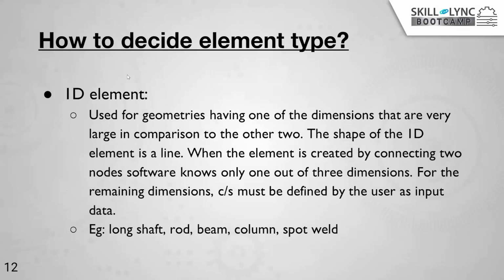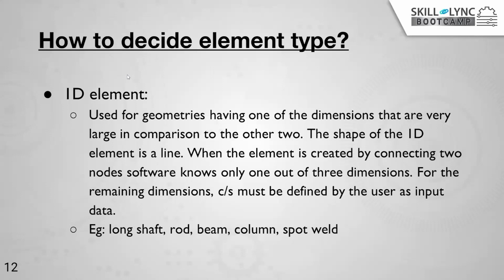Now starting with the 1D element, it is used for geometries in which one of the dimensions is very large as compared to the other two. Just take an example of a long pipe or a shaft. The length might be very large as compared to the cross-sectional area, right? So in that case, you don't need to model it in a 3D way. You can assume that to be a 1D element.